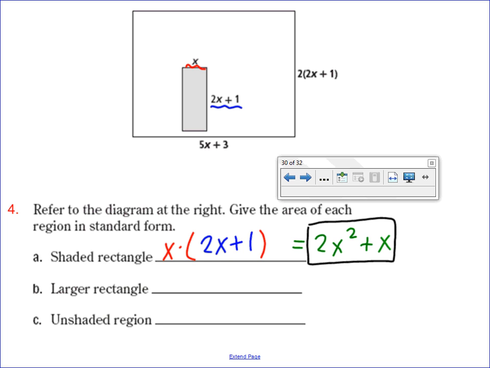The larger rectangle could also be given an area expression by multiplying base times height. It's just that my height here could use a little rearranging. This 2 times quantity (2x plus 1) could be rewritten using the distributive property as 4x plus 2. This will make an easier base times height problem. In this case, base is 5x plus 3, and height is now 4x plus 2.